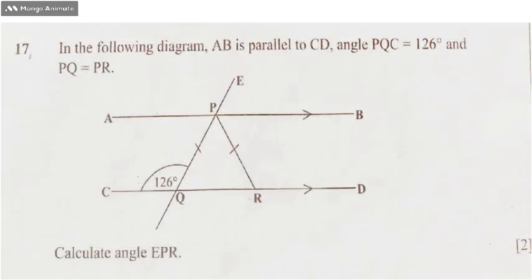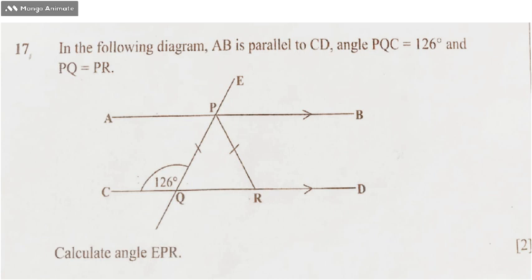Question 17 was as follows. In the following diagram, AB is parallel to CD, angle PQC is equal to 126 degrees, and PQ is equal to PR. What you need to do is take time and study the diagram. Then after you've done that, you can go to the actual question, which is: calculate the angle EPR.